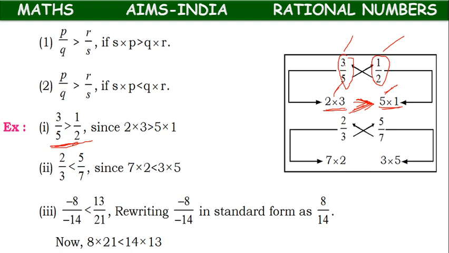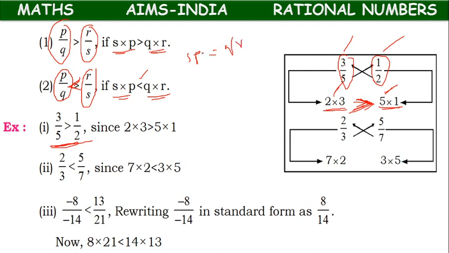So directly we can tell, if SP is greater than QR, then P by Q is greater than R by S. Or if SP is less than QR, then P by Q is less than R by S. Or if SP is equal to QR, then we can tell P by Q is equal to R by S.